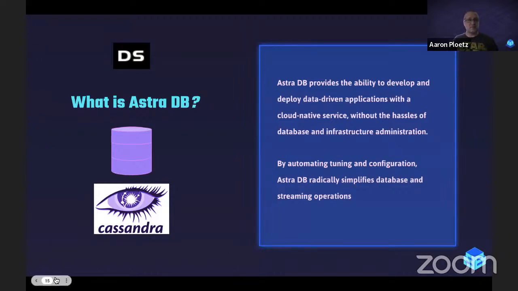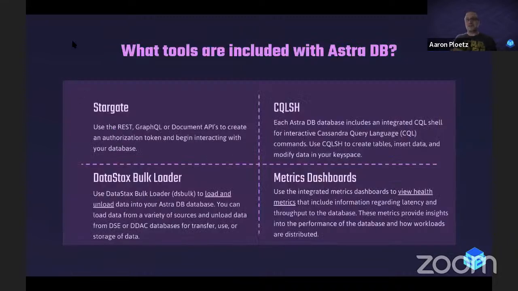So yeah, moving on. Astra DB also comes with some extra add-ons to help you get started and help you move along. We have Stargate, which is actually our API that sits on top of Astra DB. It allows you to interact with it using a REST call or GraphQL, or even a JSON-based document API. And that's all done with an authorization token. And it makes it really easy to interact with your database.